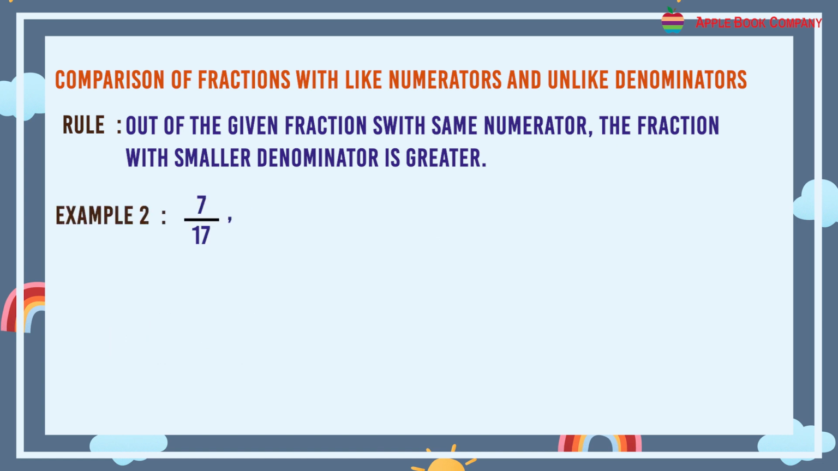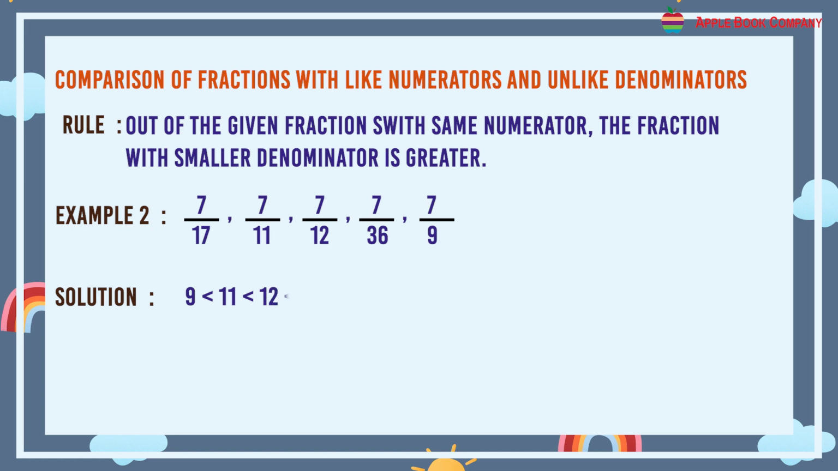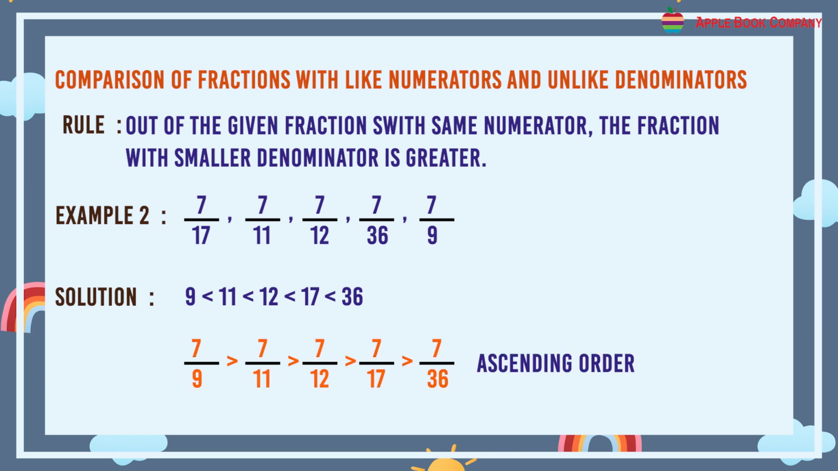Example 2. Arrange the fractions 7/17, 7/11, 7/12, 7/36, 7/9 in the ascending order. Solution. The given fractions have the same numerator, so the one with the larger denominator is smaller. Now, 9 is smaller than 11, 11 is smaller than 12, 12 is smaller than 17, 17 is smaller than 36. Therefore, 7/9 is greater than 7/11, 7/11 is greater than 7/12, 7/12 is greater than 7/17, 7/17 is greater than 7/36. These fractions are in ascending order.